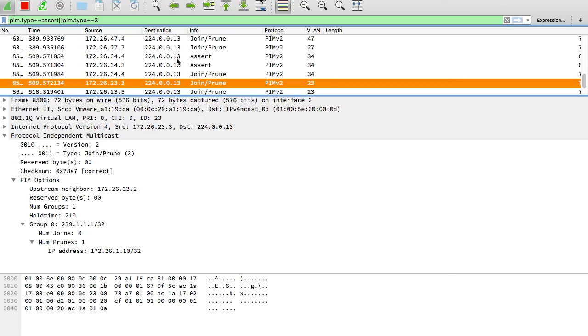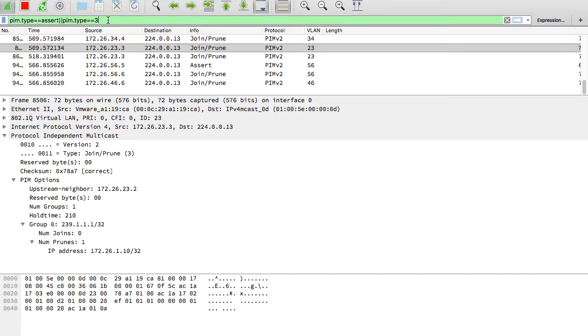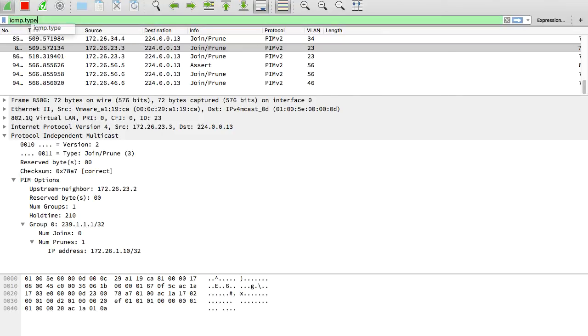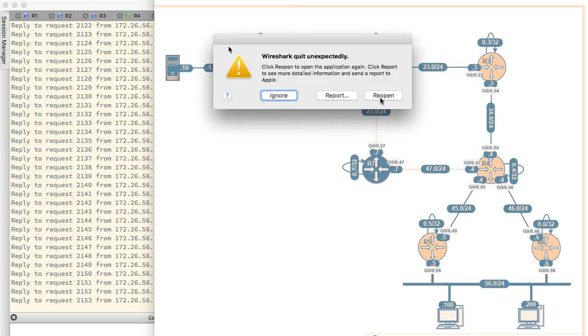The last part here that we have to cover is that of the state refresh. So let me bring those ICMPs back in here. ICMP.type, right? That should be the echo request. And that actually is again crashing my Wireshark. So give me one more minute, I'll pause the video here.